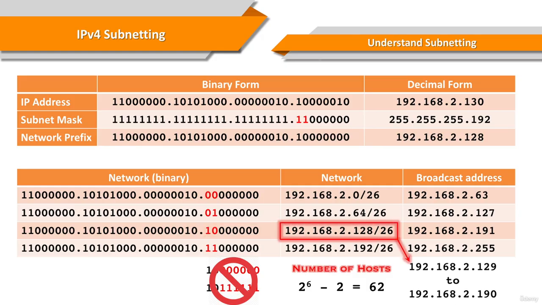Excellent. So as a result, the IP addresses of the devices in the subnetwork 192.168.2.128/26 will be between 192.168.2.129 and 192.168.2.190.